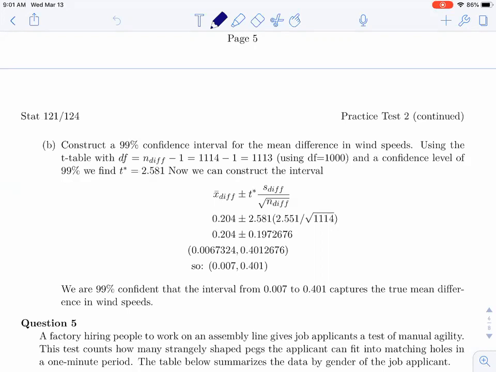Making the confidence interval is only half the marks, right? You have to interpret your interval. And so we are 99% confident that the interval from 0.007 to 0.401 captures the true mean difference in wind speeds. Okay. Any questions about that one?